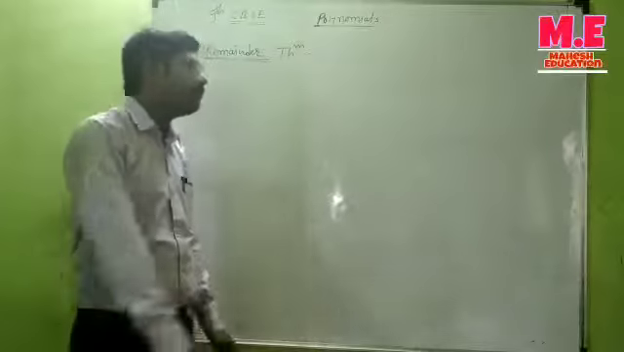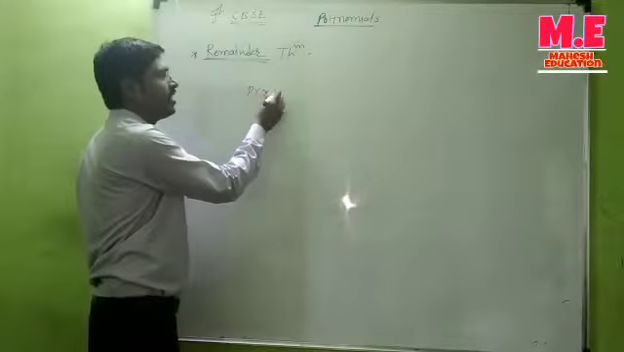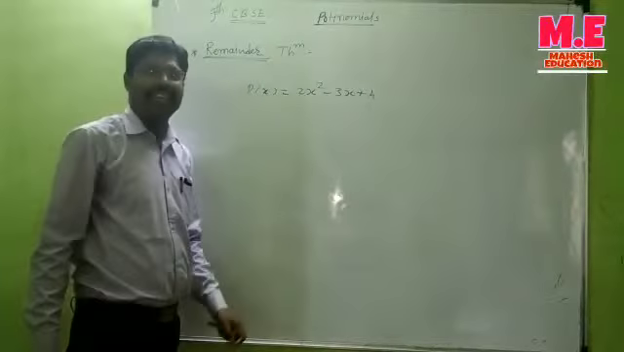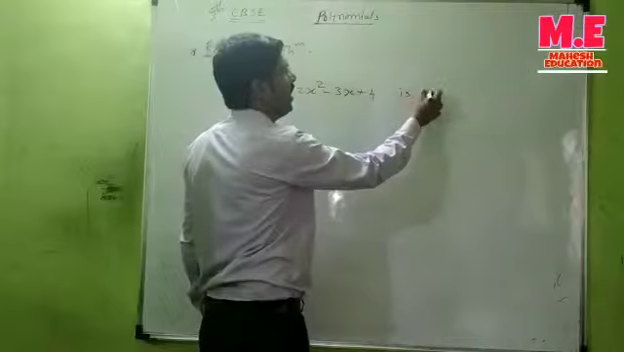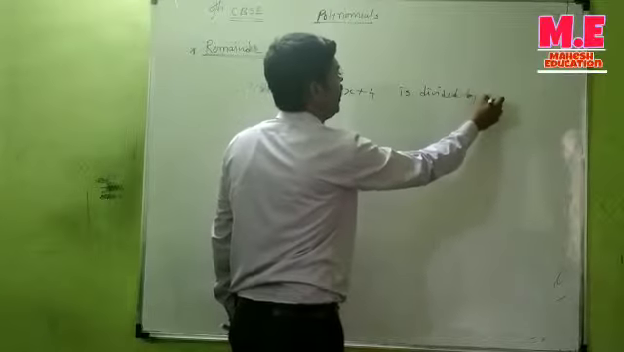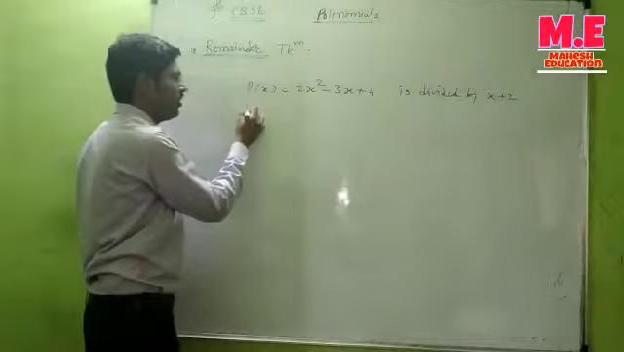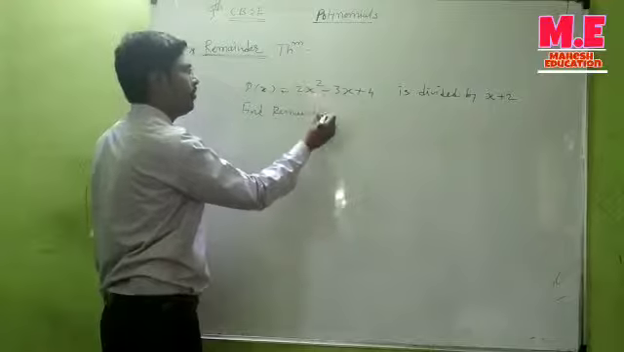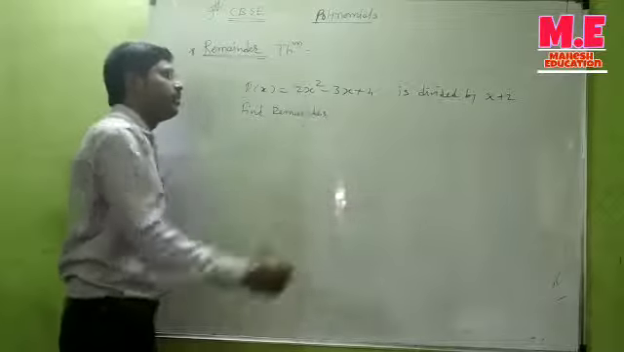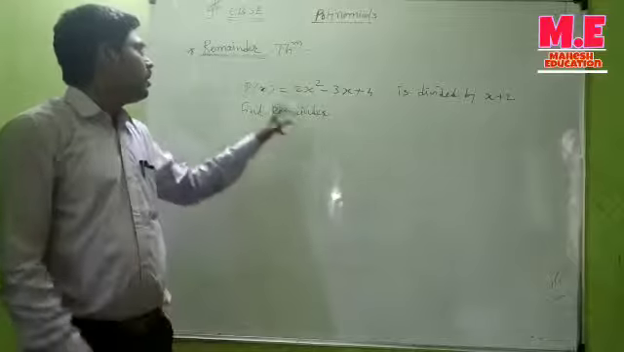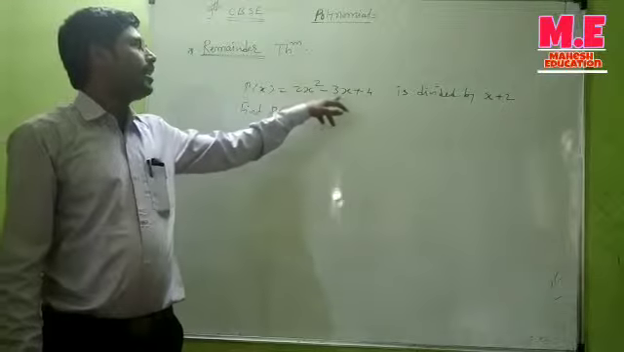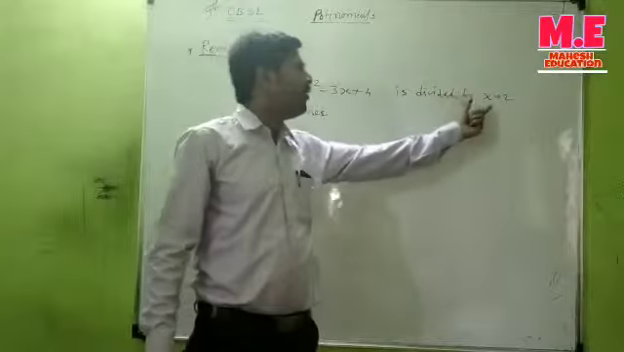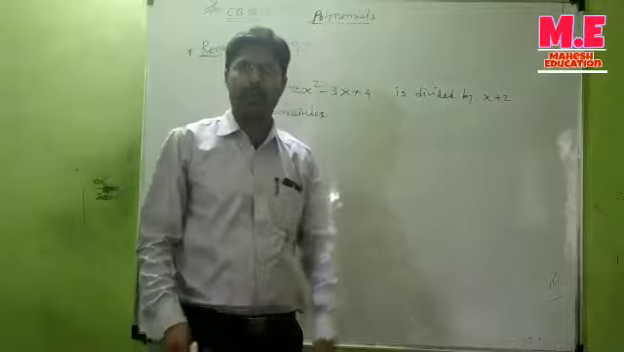For example, let me consider the polynomial p of x is equal to 2x square minus 3x plus 4. This polynomial is divided by x plus 2. Find the remainder. So look here. p of x is equal to 2x square minus 3x plus 4 is the polynomial. We have to find the remainder if we divide this polynomial by x plus 2.